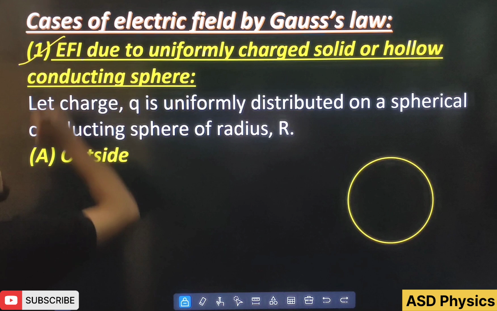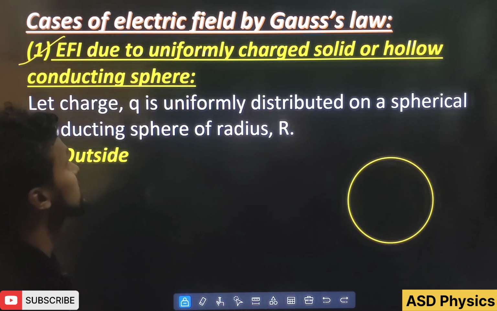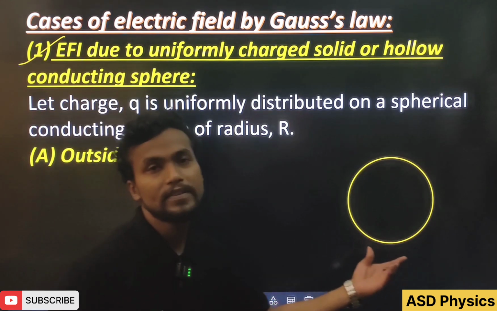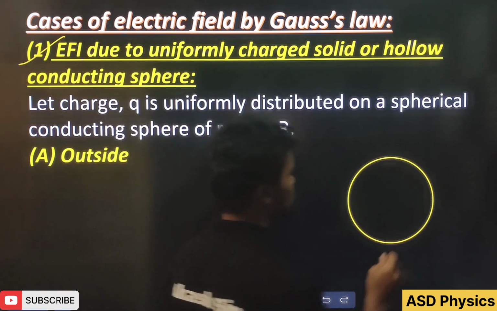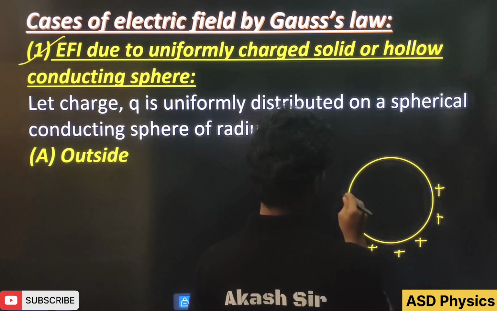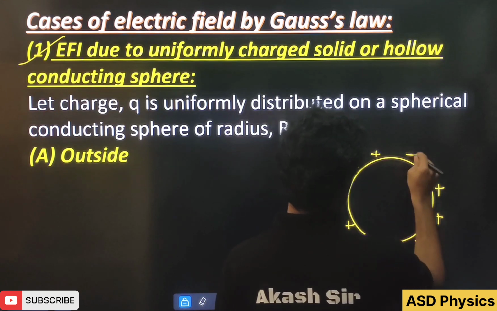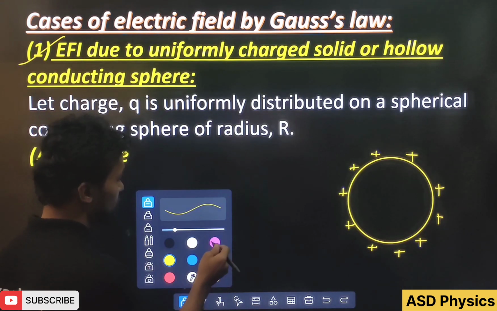So first one, what is this? EFI, that means electric field intensity due to uniformly charged solid or hollow conducting sphere. So here I have taken a conducting sphere, and you know very well the charge will be always where? It will be always on the surface, uniformly charged. No? So here I have taken uniformly charged, positive. By default we will take positive. Sometimes in the question they can give negative also, but most of the time it will be positive only.